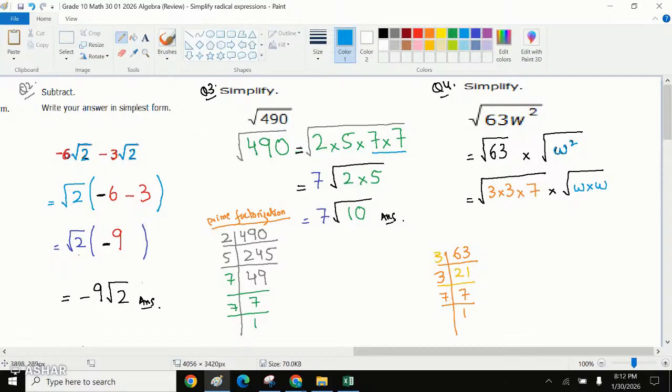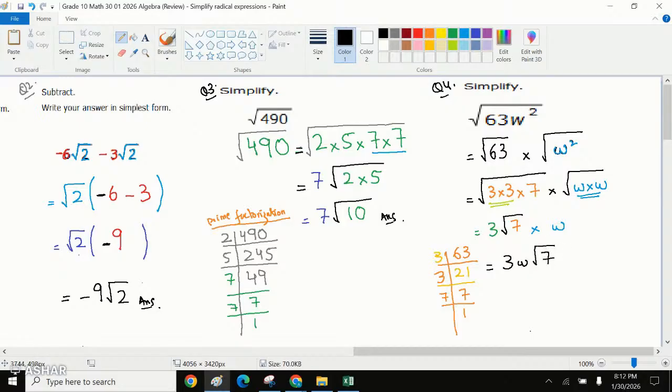So let's look out for pairs. Can we see a pair of 3 over here? Yes, we can see a pair of 3. If we have a pair of 3, the 3 comes out. Whichever number doesn't have a pair stays in. Looking at the value of w, do we have a pair over here? Yes, we have a pair. The pair comes out. And finally, we can say the answer is 3w root 7.